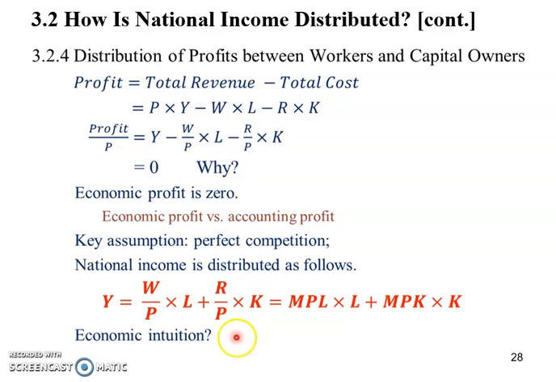Putting together, the economic intuition is the national income is distributed between the labor and capital, and this is how much labor would receive, and this is how much the capital would receive. Or you could say the first one is how much workers altogether would make, and the second part on the right hand side is how much the capital owners would receive altogether. And you notice that because the economic profit is 0, there's nothing left here. Every unit of output is distributed.